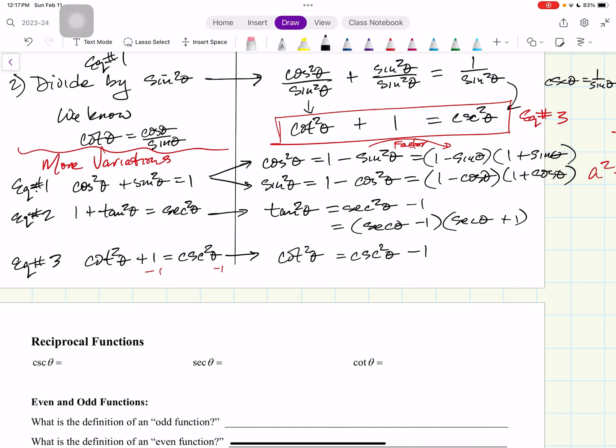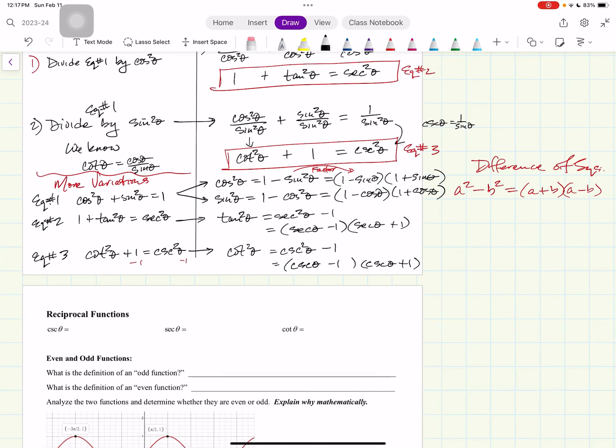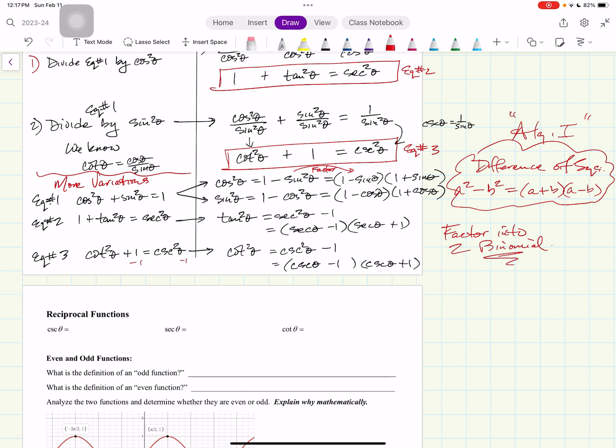But guess what? That is a difference of squares again. So this can be factored into two binomials as cosecant theta minus 1 times cosecant theta plus 1. Again, it's this famous difference of squares happening over and over again. It just happened 4 times in a row. So you really have to understand the basics of Algebra 1 to understand this lesson, because all I'm doing is basic factoring. Factor into two binomials, which you started to learn when you were an 8th or 9th grader.